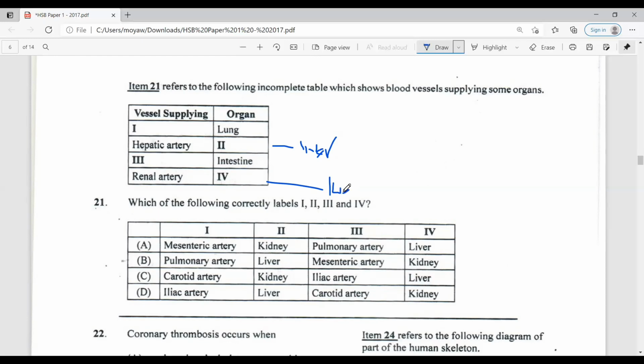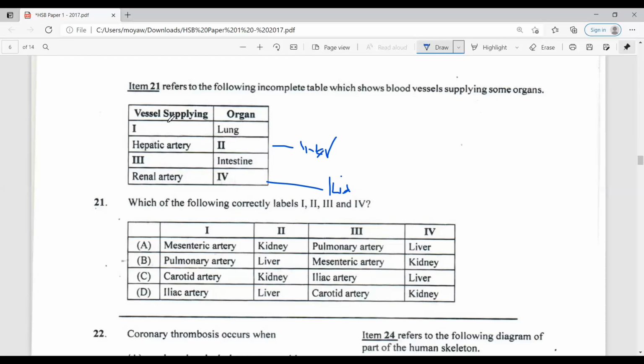So these are some context clues. Renal is kidney, and hepatic is for the liver. Cardio, if heart was there, would have been for the heart. So now we know that 2 is the liver and 4 is the kidney. So let us look. For 2, we're saying it's the liver, all right? And then 4 is the kidney. So our choices are between B and D.